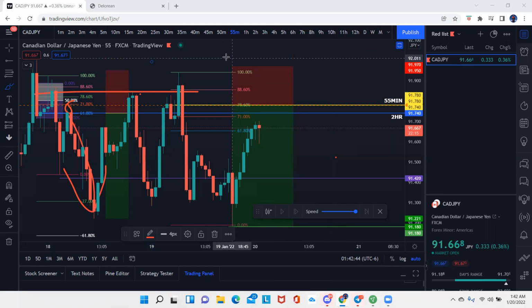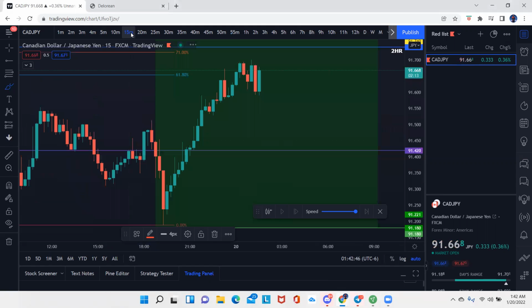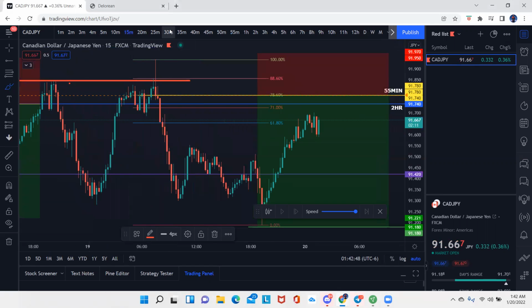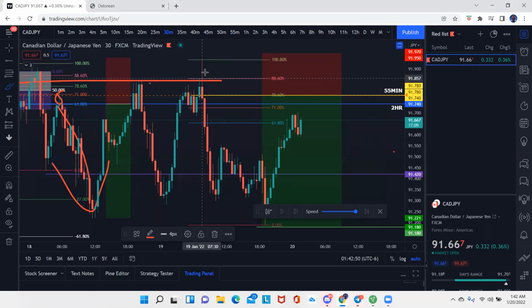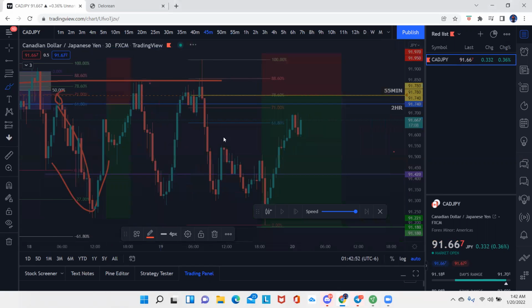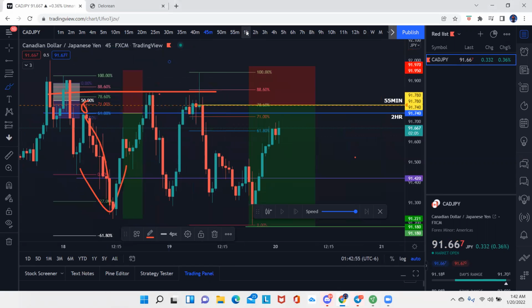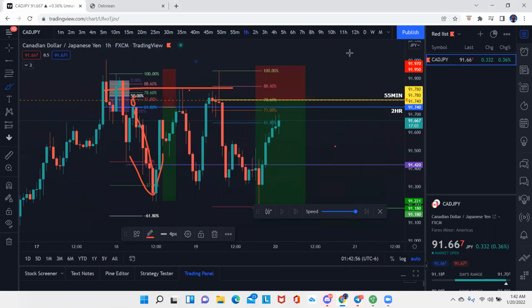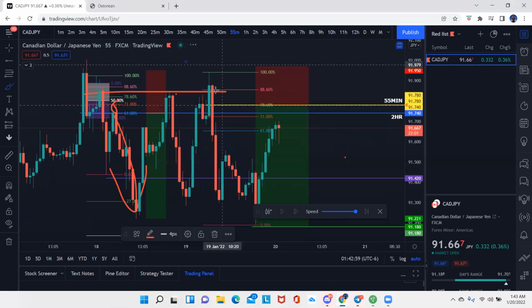Think about all the people that are not looking at CAD JPY because they're like, 15 minute, that's ugly. 30 minute, I don't really like that. 45 minute, damn, that's really ugly. 1 hour, there's nothing here. Let me go to the next setup. But me, I'm like, bam, look at it. It's right there. You feel me? So yeah, definitely shout out to the random ass time frames for sure.